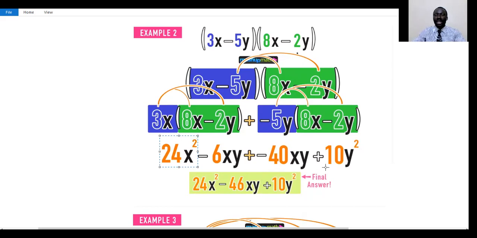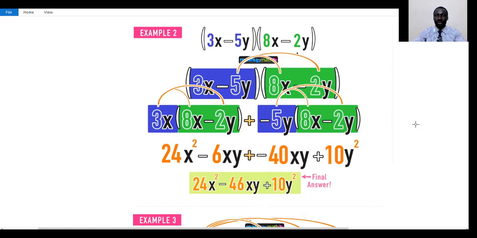In the same way, there is no other value we can add to 10y squared to make it higher or lower. And so this becomes our final answer: 24x squared minus 46xy plus 10y squared.